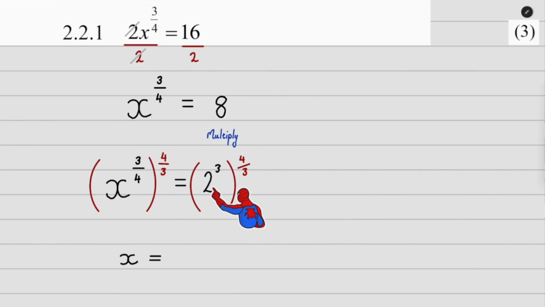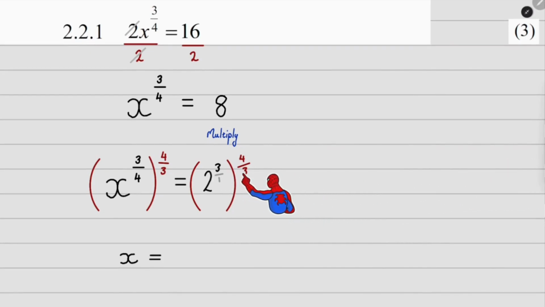And now it's the 2's turn to get it. Okay, I'm going to convert this 3 into a fraction by putting it over 1. And then these 3's will cancel. So we slap them out of there. And then I'm just left with 2 to the power of 4 on this side. And 2 to the power of 4 is 16.